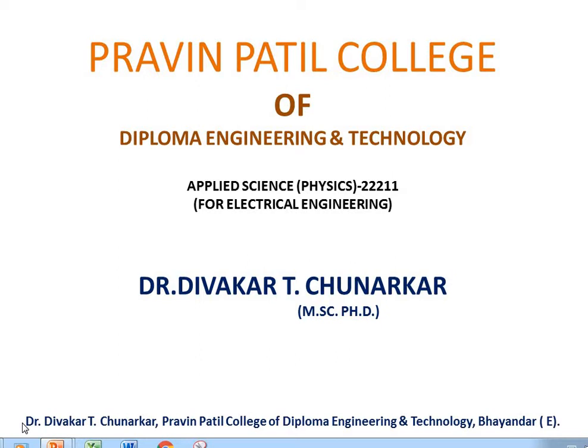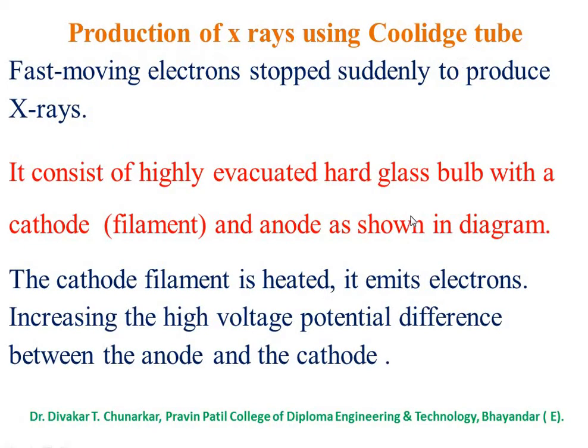Last time we explained X-ray. X-ray was discovered by the scientist Roentgen in 1895. Today I will explain the production of X-ray using the Coolidge tube. In X-ray production, fast-moving electrons stop suddenly to produce X-ray.